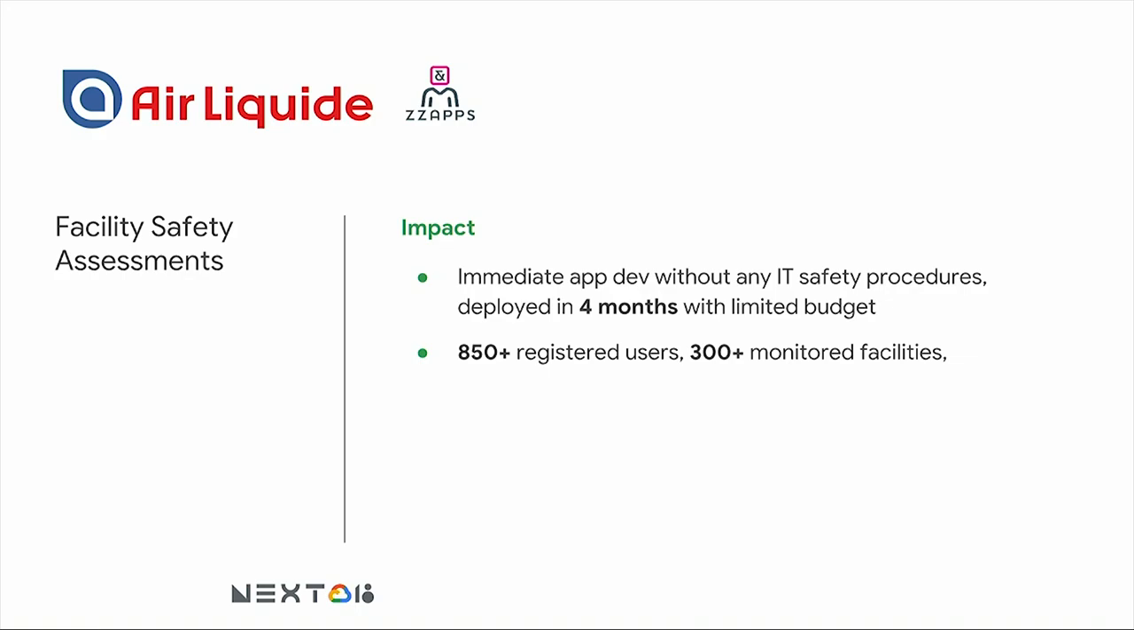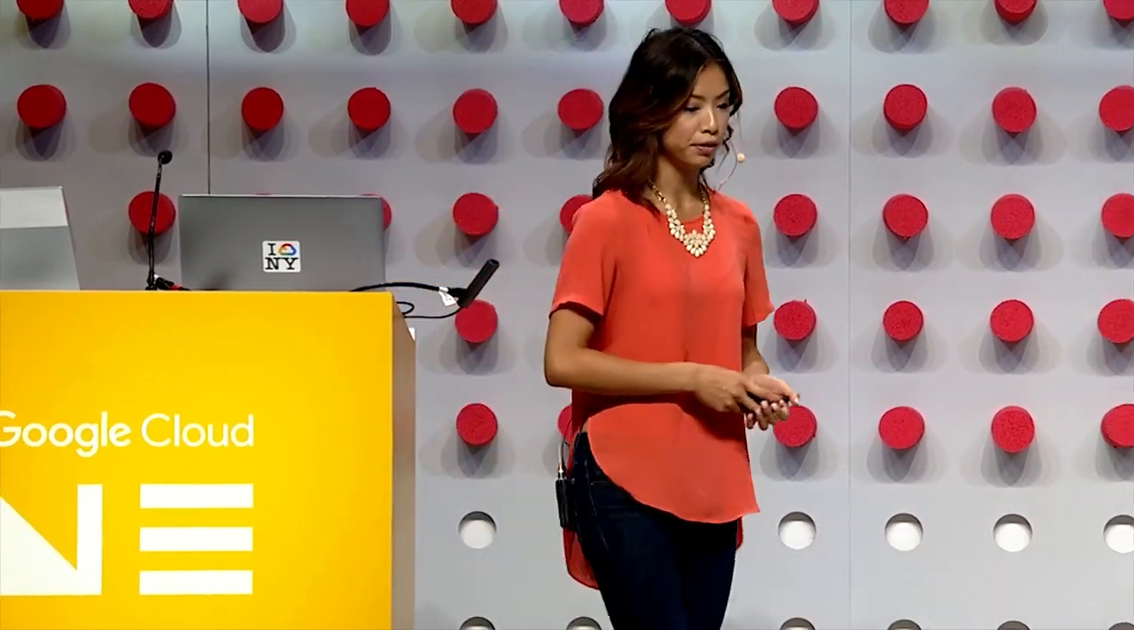So they chose AppScript for a number of reasons. Once again, they had limited budget, but they were able to get from presenting the problem to an actual working application within 4 months. And since they're all on G Suite, everything was included. They didn't need any IT safety procedures. Everything was immediately in the application by using Google Sheets as a data backend. And they had built-in user authentication with Google accounts. The huge advantage for them was being able to implement and deploy feedback from management and end users on the fly. And now they have 850 registered users and 300 monitored facilities.